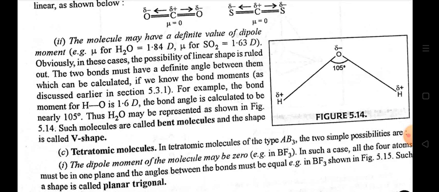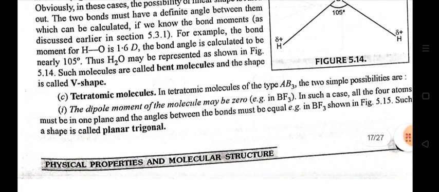105 degrees. Thus the H2O molecule may be represented as shown in figure 5.14. Such molecules are called bent molecules and the shape is V shape.